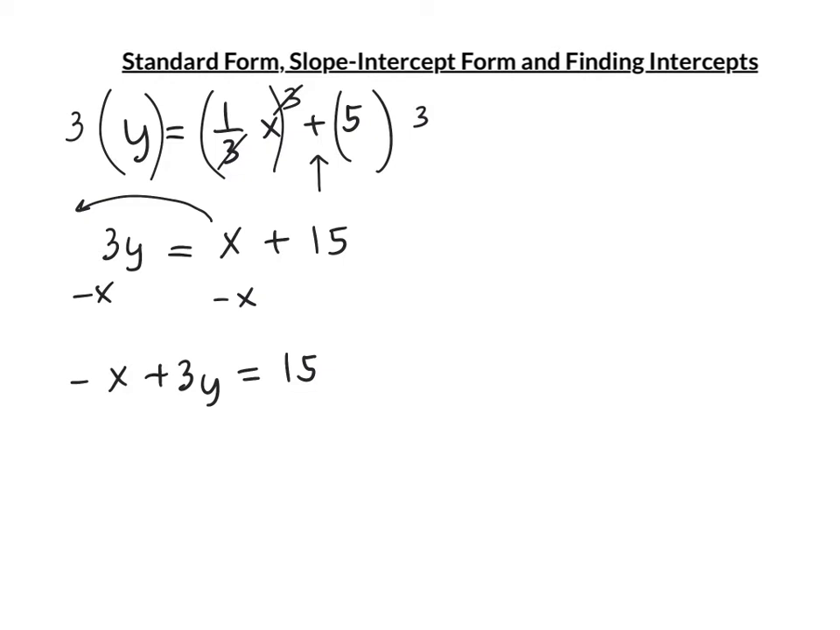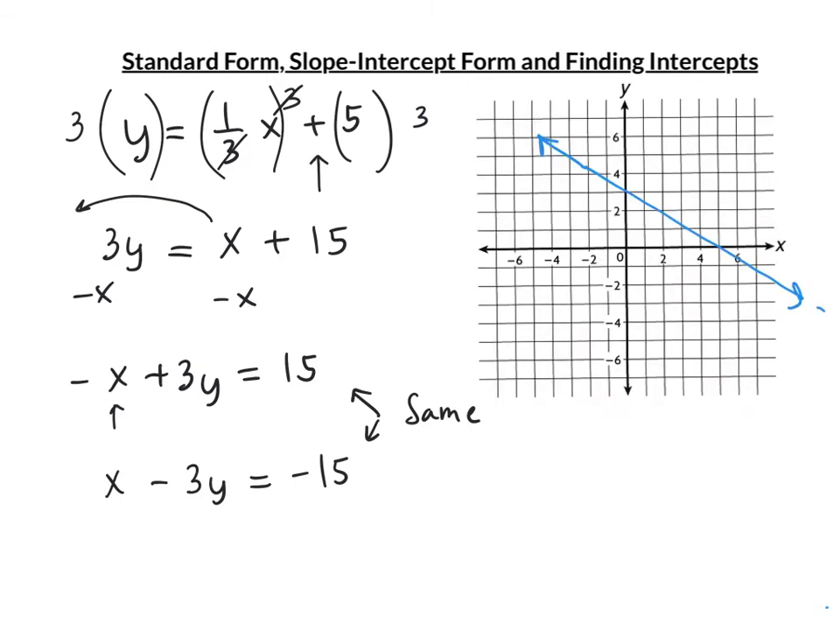Sometimes you'll see that when x is negative, we'll divide each term by -1. When you divide by -1, you flip the signs, and it'll be x minus 3y equals -15. And these two equations are the same. There is no difference.